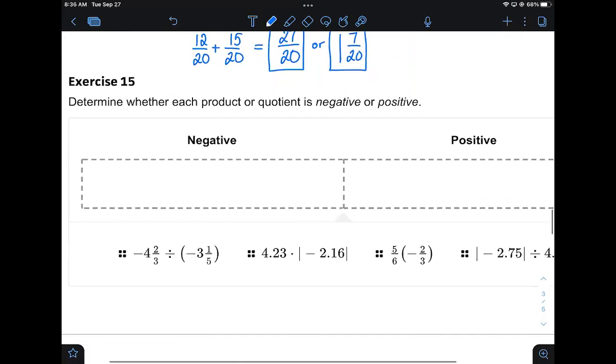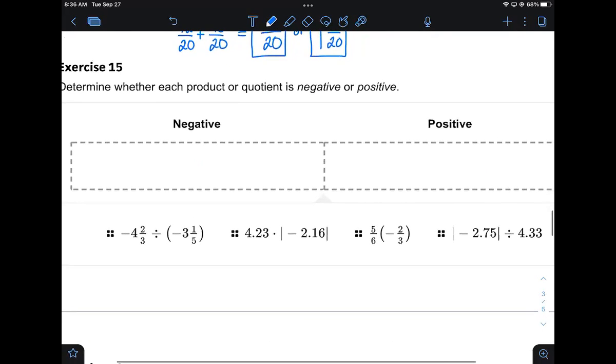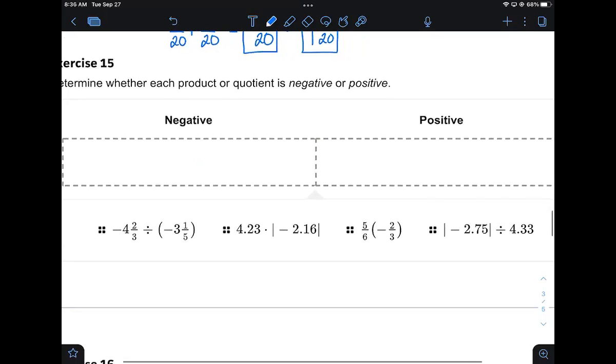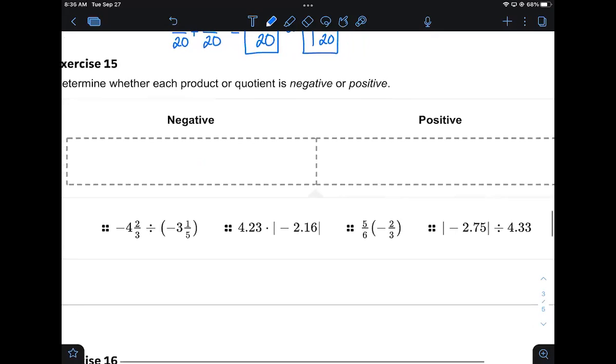All right, number 15. Now, number 15 is a different kind of question here. He gives us 4 problems, and it just wants us to determine if the product or quotient, that's the answer to a multiplication and a division problem, is going to be positive or negative. That's all it wants us to determine. So for number 15, on the blank you're writing on your paper, write the word negative, and then over a little bit to the right, write the word positive.